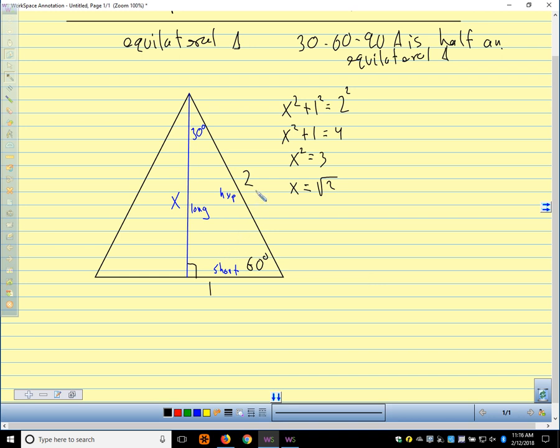Now I'm going to jump up to side length 4. If this side is 4, how long is this piece? 2. Always half that. And we'll do the Pythagorean theorem with those sides. x squared plus 2 squared equals 4 squared. So x squared plus 4 equals 16. Subtract 4. x squared equals 12. And x equals the square root of 12, which we can simplify. That's 4 times 3. So x equals 2 square root 3.